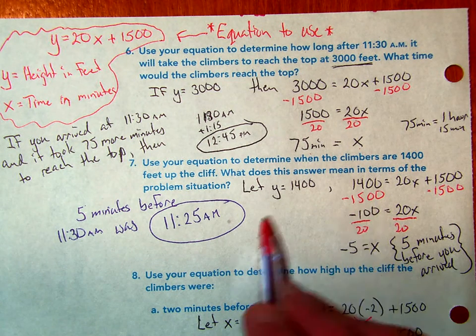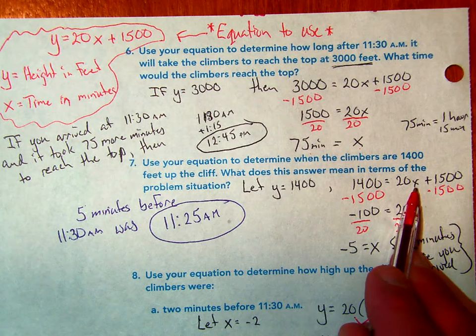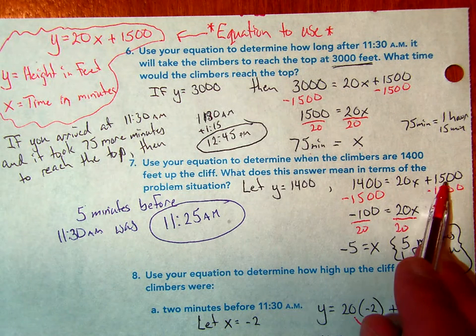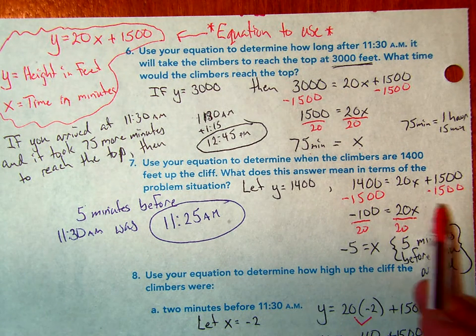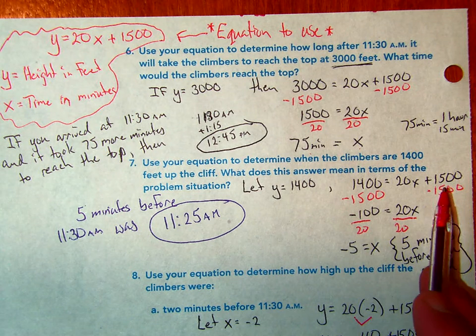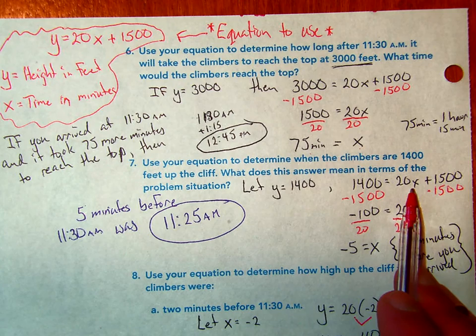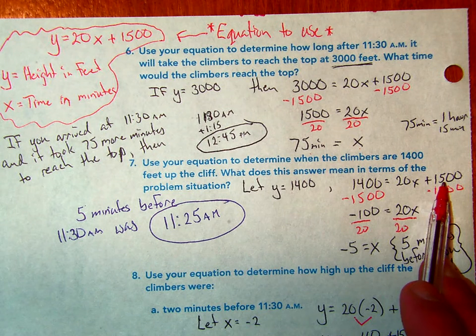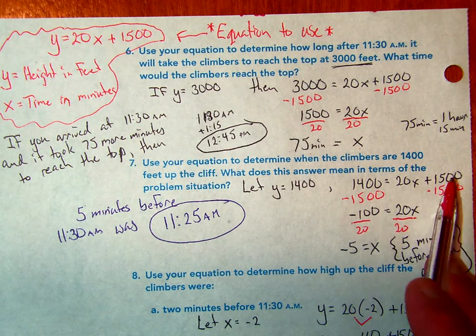So I'm going to put the height, 1,400 feet, is 20 feet per minute times the number of minutes plus 1,500. Same setup, same problem, same equation, and very similar to how we're going to solve it. I'm going to start with the subtraction property of equality because I need to get x all alone. X has a 1,500 that's being added. I'm going to subtract 1,500 from both sides of the equal sign. Subtraction property of equality. When I subtract 1,500 from 1,500, 1,500 minus 1,500 is 0.